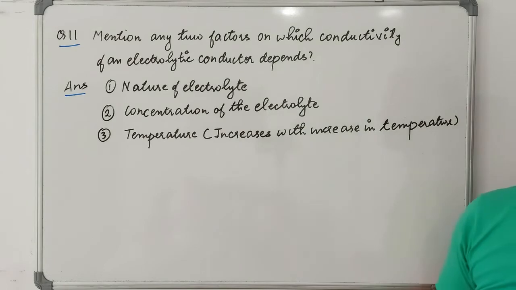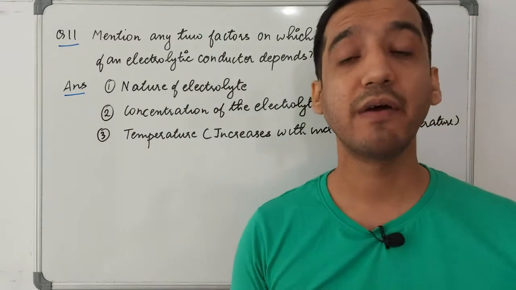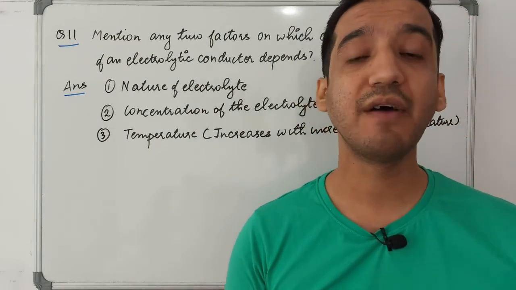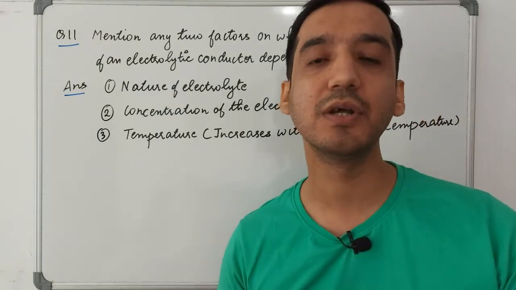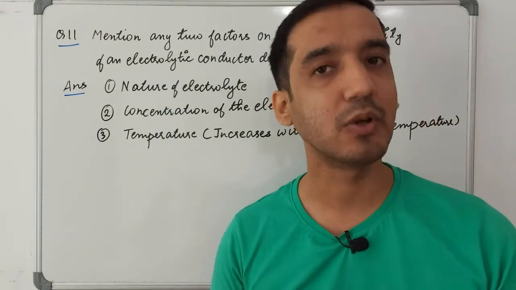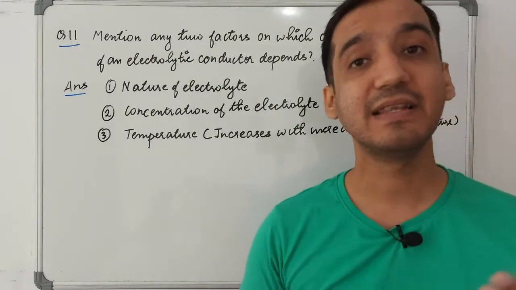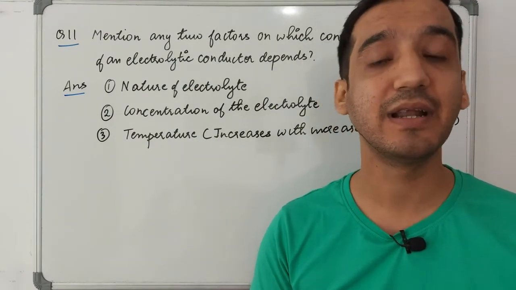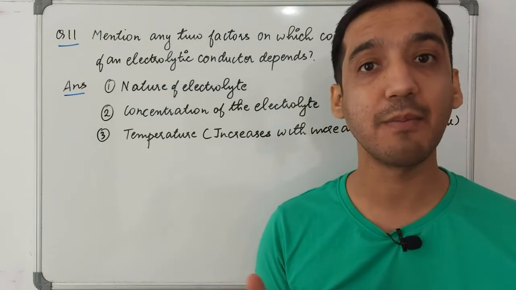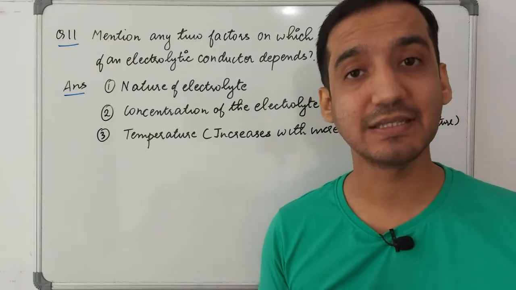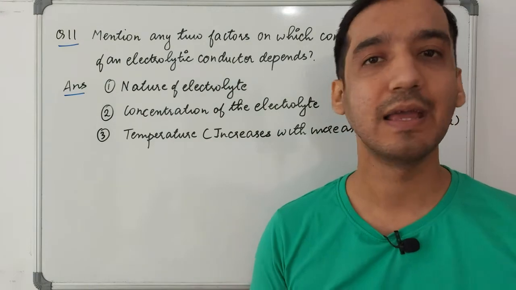Next, the concentration of the electrolyte. Suppose you have a concentrated solution or a dilute aqueous solution. The concentrated solution will have more conductivity because it can produce more ions. And third is temperature. With a difference in temperature, conductivity changes. If you increase the temperature, dissociation increases, as well as conductivity.